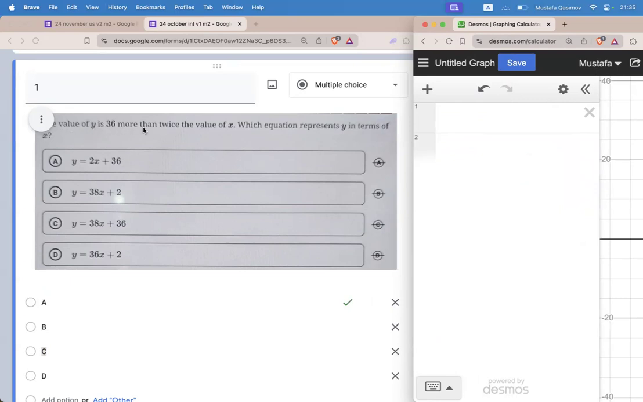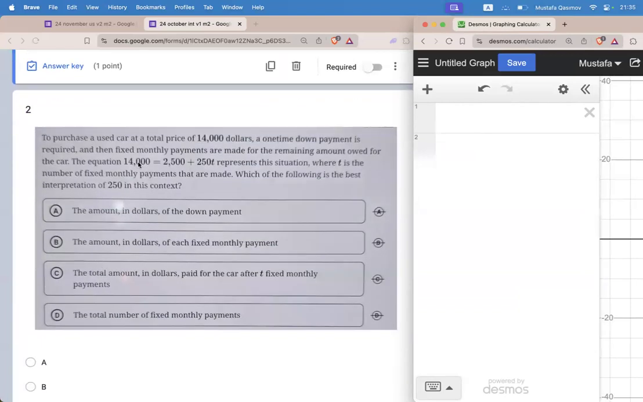Value of y is 36 more than twice of x, it means it is 2x plus 36. What's the meaning of 250? 250 is slope. Slope shows how it's changed. Down payment is 2,500. Each fixed monthly payment, it is slope, it is 250.